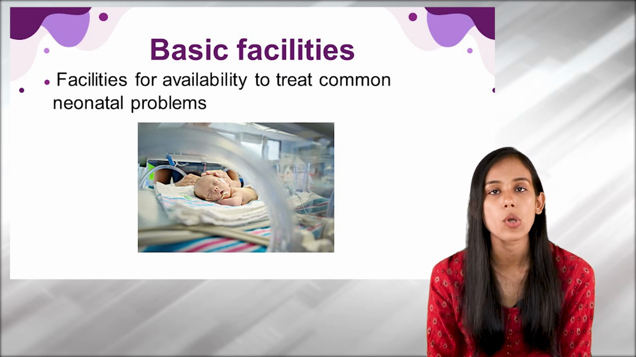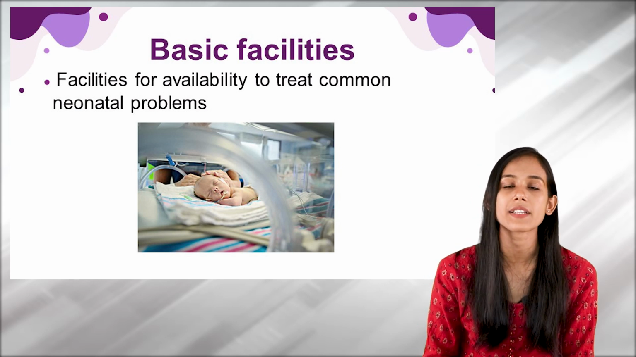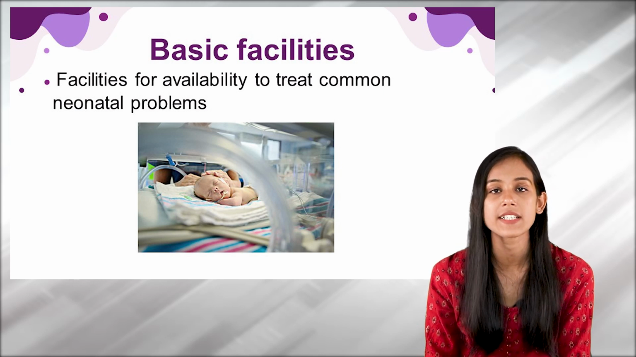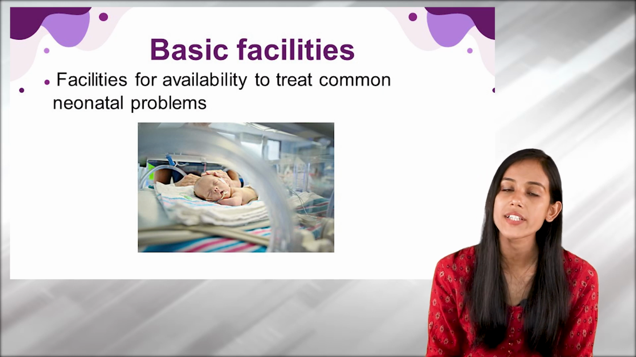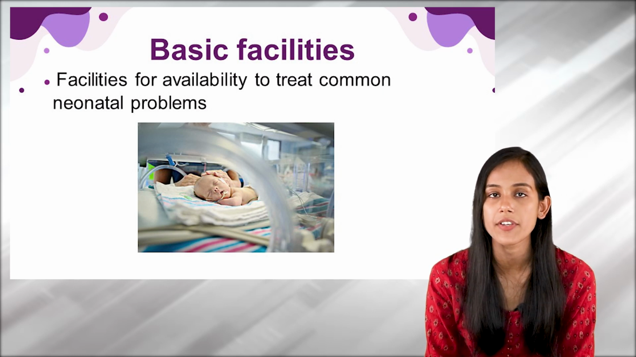So there are certain common neonatal problems which we know that the incidence is high, the prevalence is quite high. So when we are organizing a neonatal intensive care unit, as the prevalence of these common neonatal problems is quite high, we should have basic facilities to treat those common neonatal problems. So these are the basic facilities that we need to have in a NICU.